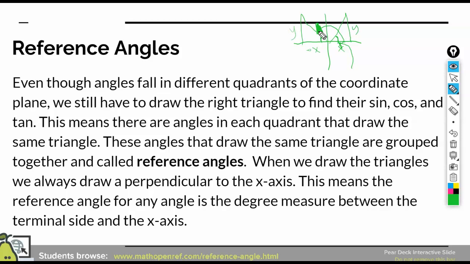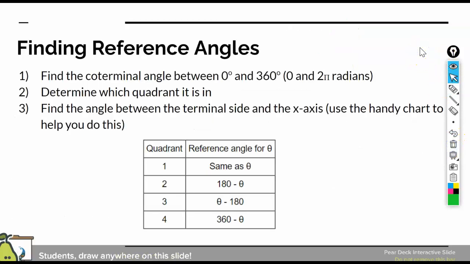And so every angle has some reference angle from this first quadrant, those first 90 degrees or those first pi over 2 radians, that it's pulling its sine or cosine from. So to find a reference angle, what you want to realize is that you're always looking for the angle that that terminal side makes with the x-axis.